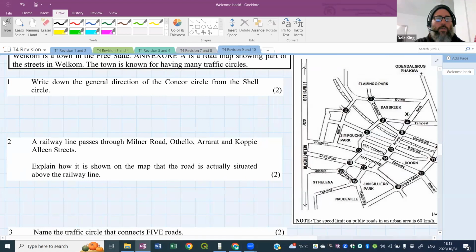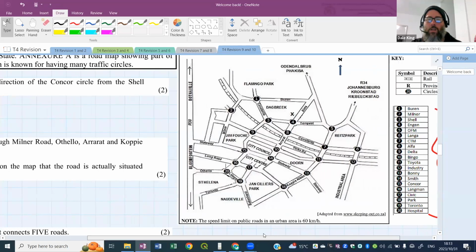Next question, here we go, number 2. A railway line passes through Milner Road, Othello, Ararat, Kopi, and Alliance streets. Explain how it is shown on the map that the road is actually situated above the railway line. How do they show on the map that the road is above the railway line?